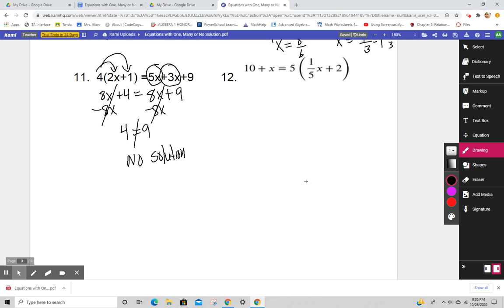That is not a true statement, so there is no solution here. All right, let's keep going. So we have 10 plus x here equals, let's distribute the 5 to everything inside the parentheses.